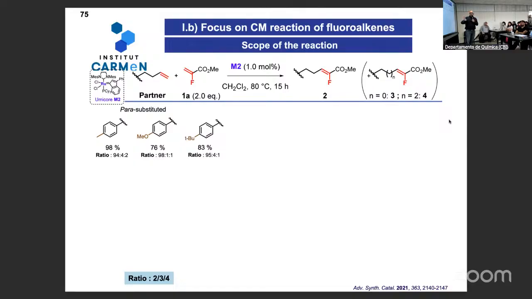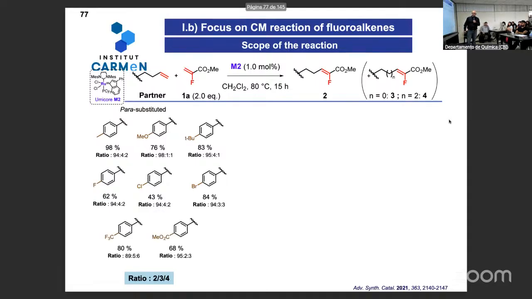So with the phenylbutane, you can make para substitution with electron donating groups. You can have access to 76 to 88% yield, and you can see that the ratio is always in favor of the compound we want. You can have halogen atoms, with fair yield, good yield, good selectivity. And you can also use electron withdrawing groups, no problem, in para position. We can do the same in meta position.